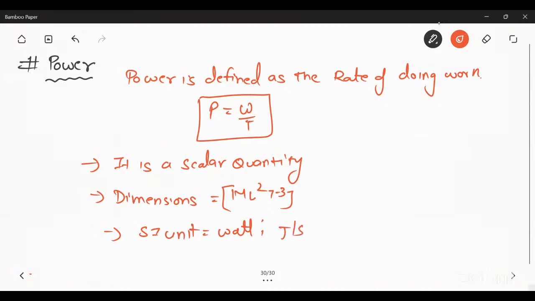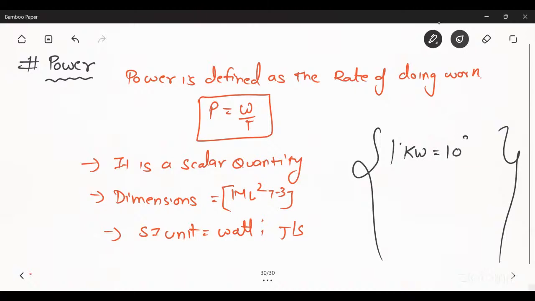Now, remember one more unit of power. First is kilowatt. Kilowatt is 10 to the power 3 watt. And what is 1 horsepower? Horsepower is equal to 746 watt. Many times this question comes in short answer type questions: derive the relation between horsepower and watt. So 1 horsepower is equal to 746 watt.